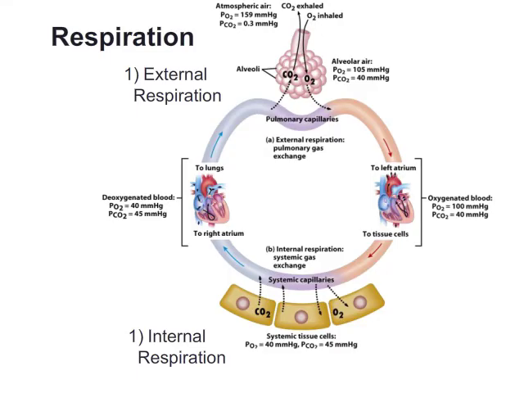Okay, now that we've learned about Henry's law and Dalton's law, we're going to go back to talk about the process of respiration. And respiration, if you remember, is divided into 2 processes: external respiration, which is the exchange of gases between the pulmonary capillaries and the alveoli, and internal respiration. This is the exchange of oxygen and carbon dioxide between the cells of the body and the systemic capillaries.